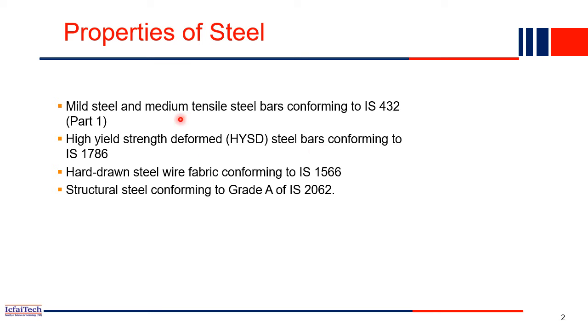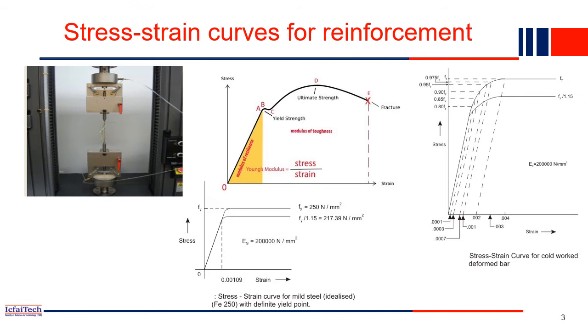So these are the four grades of steel used extensively in a structure. Now let's see a very important property, that is the stress strain curve of a reinforcement.